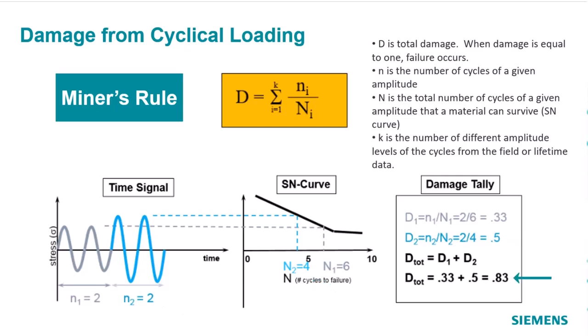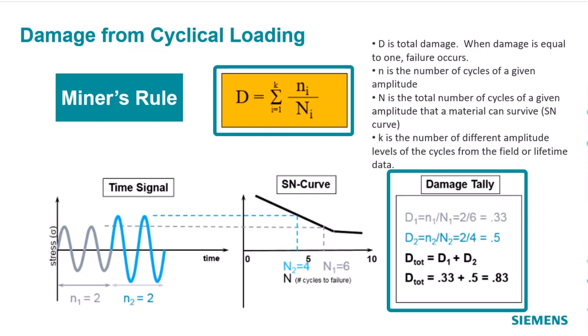So the damage caused by these 2 cycles is 2/4, which is equal to 0.5. And the total damage from these total 4 cycles is computed as a simple linear summation, and that is equal to 0.83. The damage can be expressed using this mathematical formulation, the example for which is shown here in the bottom right hand side. So Ni refers to the number of cycles at a given amplitude, and the uppercase N represents the total number of cycles for failure at that amplitude based on the SN curve.